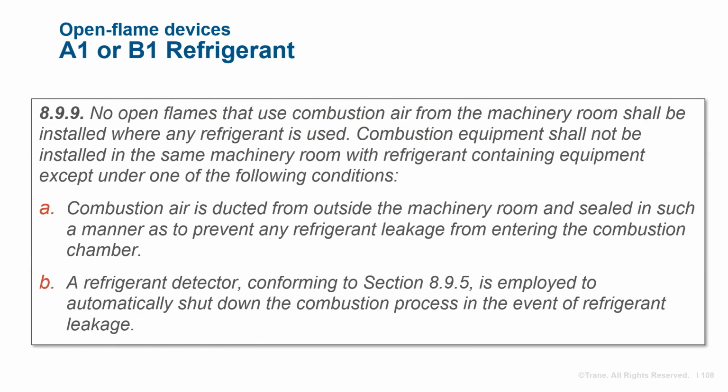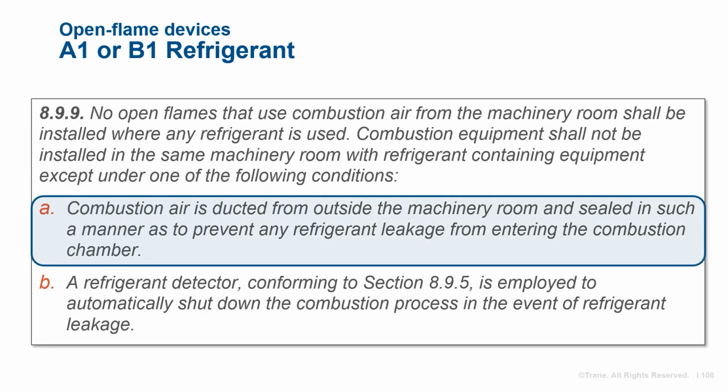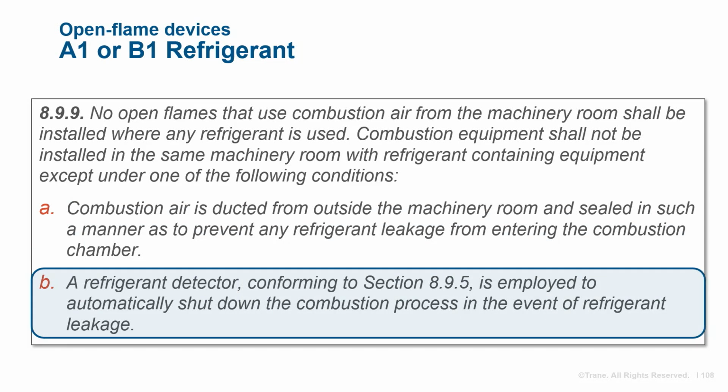Then for non-flammable A1 or B1 refrigerants, the standard starts by saying no open flames, but then lists two exceptions. The first allows combustion equipment, like a boiler or furnace, to be installed in the machinery room as long as the combustion air is ducted from outside the room and sealed to prevent leaked refrigerant from entering the combustion chamber. Or if that's not possible, the second exception allows you to use the refrigerant detector to automatically shut down the combustion equipment if it ever detects a refrigerant leak.